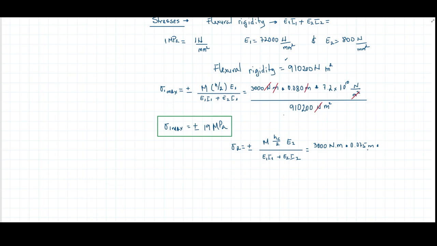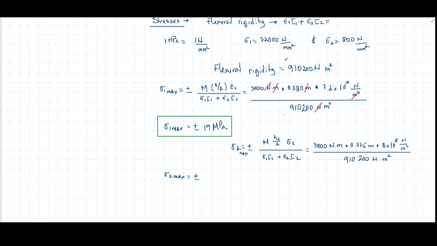800 megapascals. Let me just check. Yeah, evidently. 8 times 10 to the power of 8 newtons per square meter, harmonization of units, and that's going to be divided by the flexural rigidity that we have calculated already, 910,200 newtons per square meter. The units are going to be consistent with what we have at the beginning, so this is the max. So sigma 2 max is going to be equal to plus minus. How much is that?